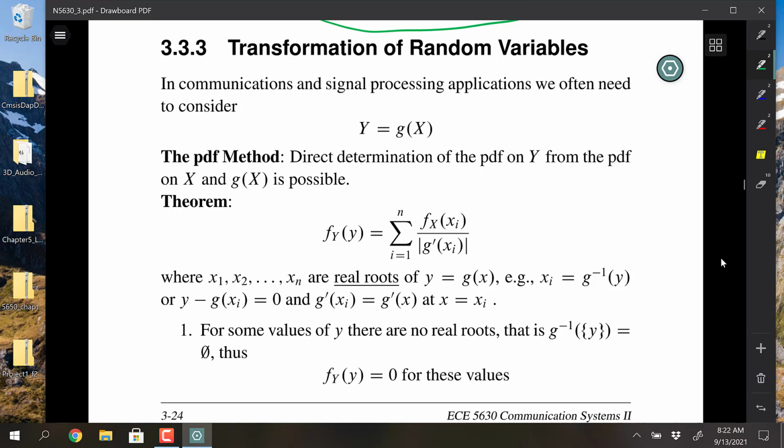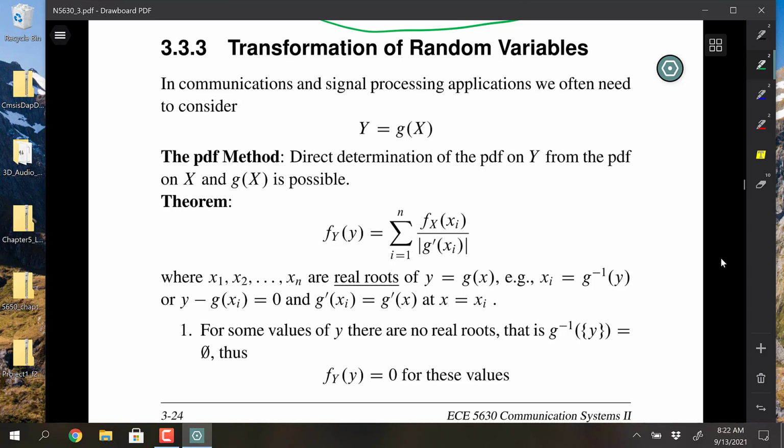So there's various ways of getting the PDF on y, but probably the best and most popular method is known as the PDF method. In the book by Papoulis that I used to teach out of for random processes, he has this theorem, and Dr. Ziemer has the theorem in his book too, says that the PDF on y is the sum of the PDFs on x, where x is replaced by a particular root, and the term root here means local inverse.